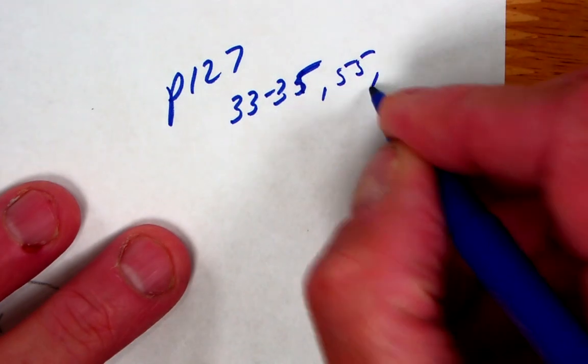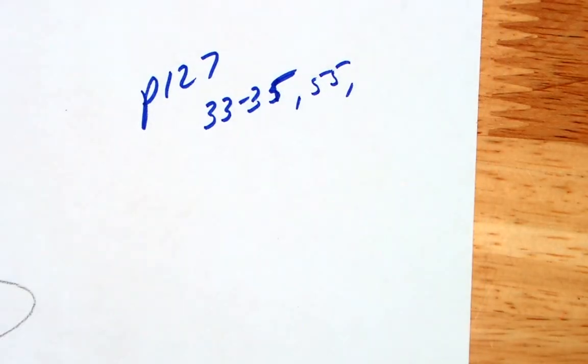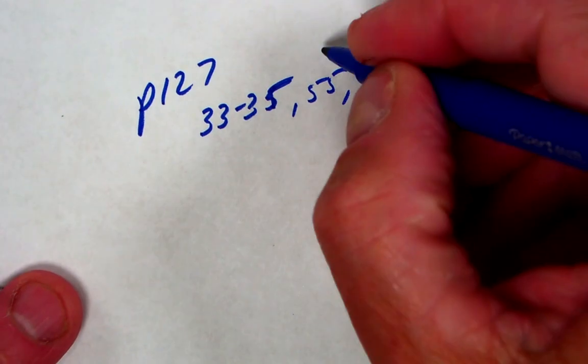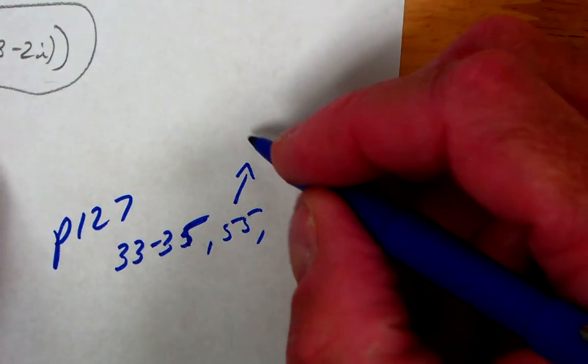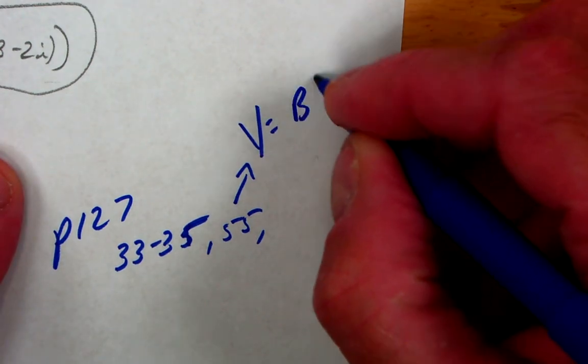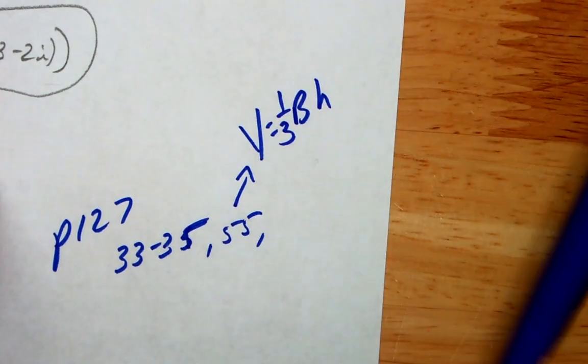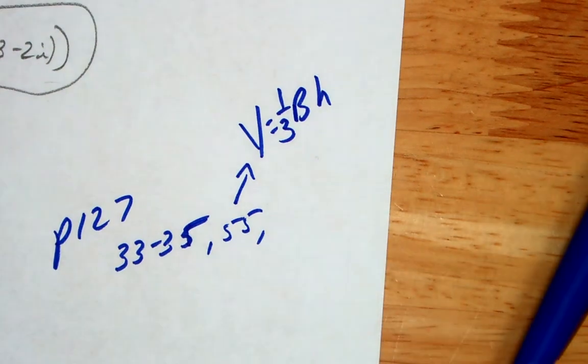55. I'm going to throw a couple word problems on here so you don't totally forget how to do those. By the way, on that word problem, you'll need the volume for a pyramid. Does anybody remember the volume formula for a pyramid? It's one-third base times height. Volume, not area.